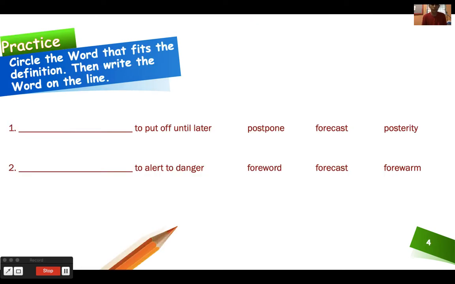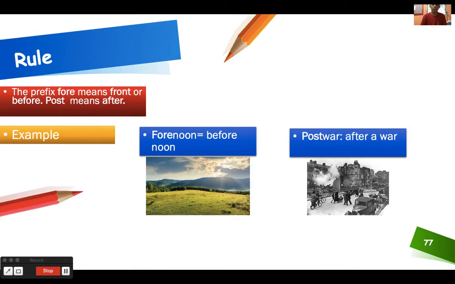Okay, now we have a practice. Circle the word that fits the definition, then write the word on the line. At first, you must look for the meaning of each word in your dictionary. We have here postpone, forecast, and posterity. We have to circle the word that fits the definition in here: to put off until later. Later means after. Which prefix tells us after? Do you remember? Very well, the prefix post.